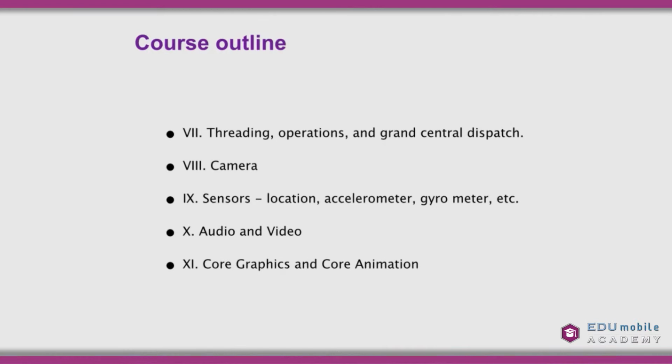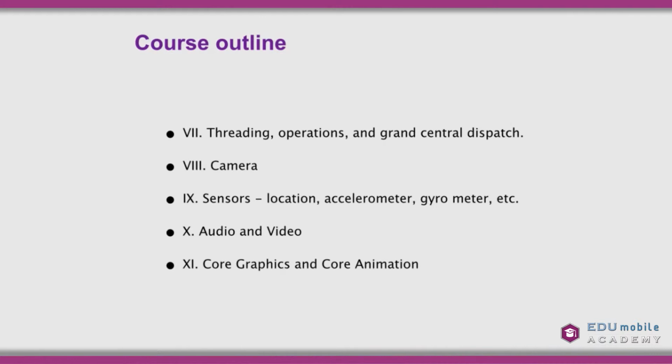Unit 8 is all about the camera. That's all I need to say about that. Unit 9 is about the hardware sensors, things like the location sensors, accelerometer, gyrometer, temperature sensors, things like that. Unit 10 is about audio and video. Again, audio and video are very important things to know about when we're dealing with a visual device.